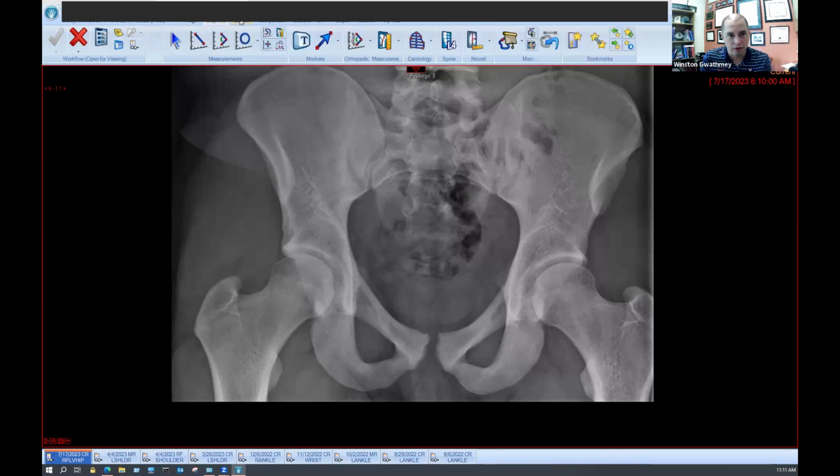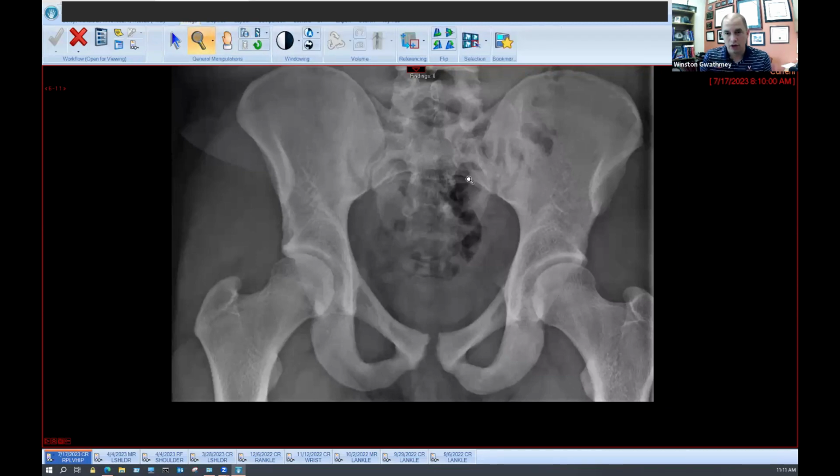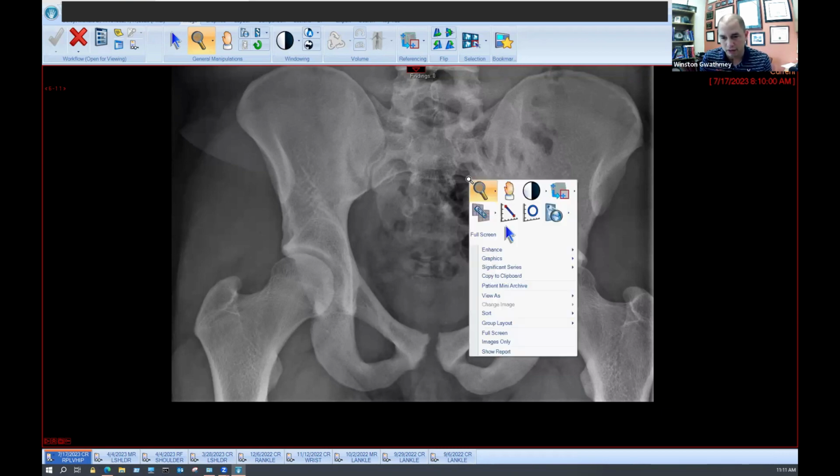You have the different menus across the top here to get your different angles and your images. So we're going to mainly focus on our angles and using our circle measurement tools. I also like to use right click a lot. It gives you the same menu.